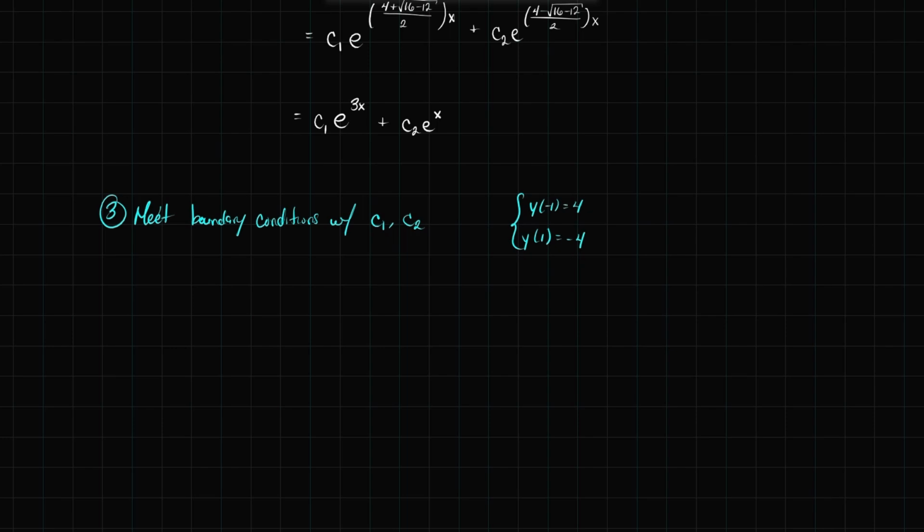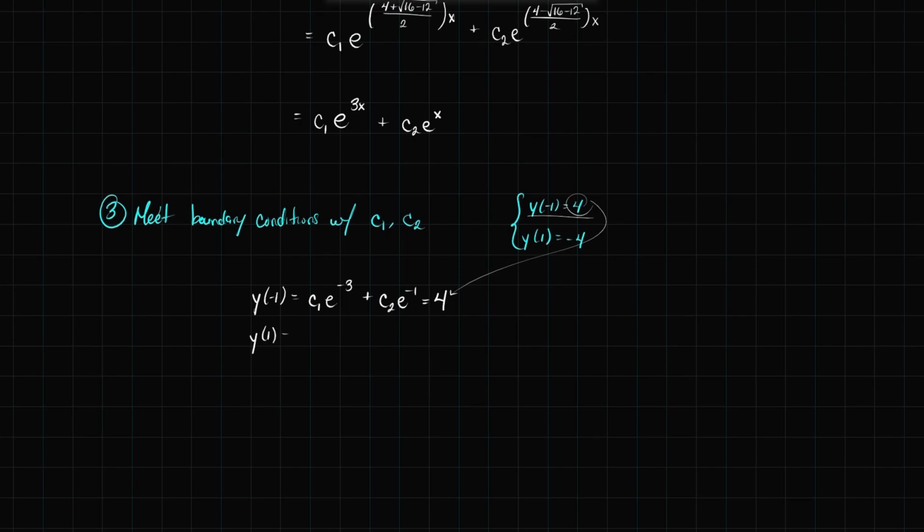Let's go ahead and evaluate the first case. y at -1. I'm just evaluating my solution. I'm claiming at -1, C1 e to the -3 plus C2 e to the -1. I'm putting a -1 in for both cases of x. What does this have to be equal to? Well, it has to be equal to 4.